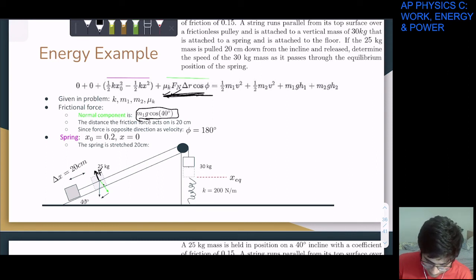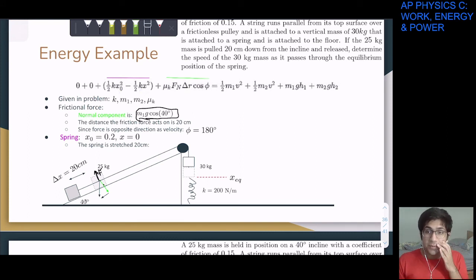Let's look at this purple, fuchsia colored term over here. Well, the spring is going to be 1/2 k, and we know what k is. x0 versus x is just going to be our displacement from equilibrium. So one of them is 0, the other one is going to be 0.2. We moved 0.2.